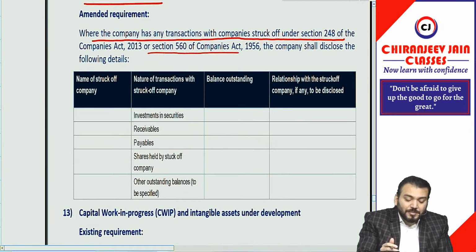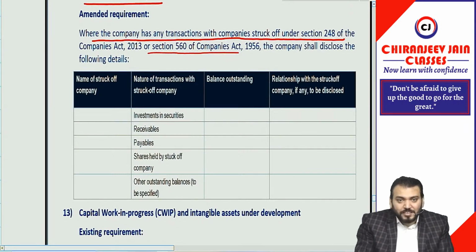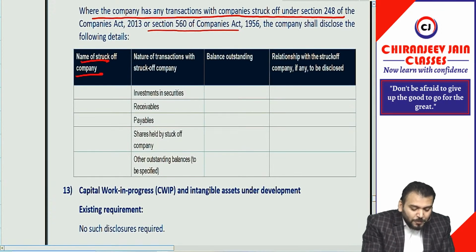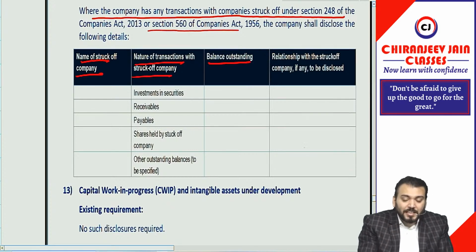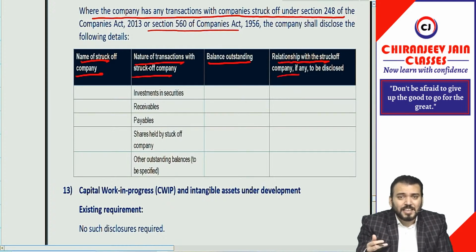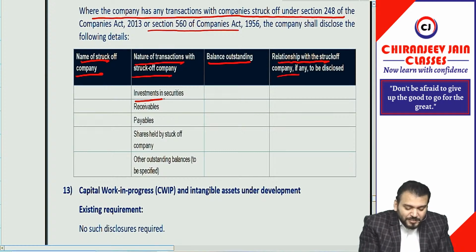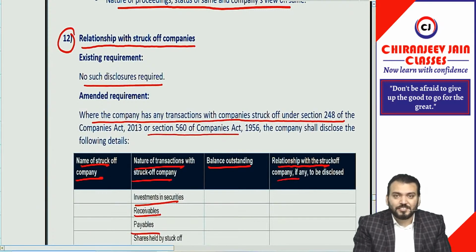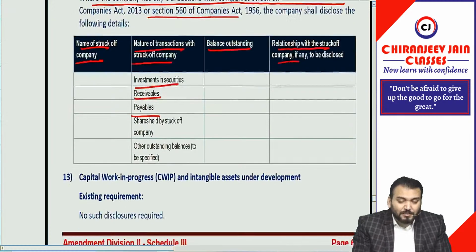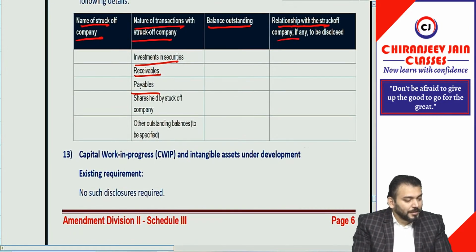Means if the company has any transaction with the struck off company, then the following disclosures are required. Name of struck off company, nature of transaction with such company, balance outstanding, relationship with the struck off company. Relationship means whether the struck off company is an associate, joint venture, or whatever, that needs to be disclosed. Nature of transaction, investment, receivable, payable, that also needs to be disclosed. I don't know whether this is important or not, but it is one amendment which is required to be done. Got it? Yes, sir.